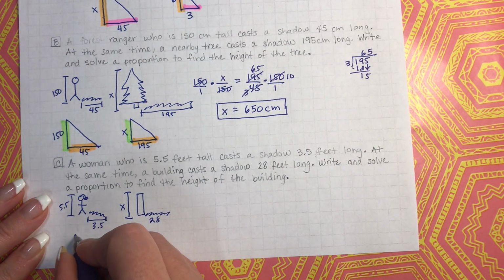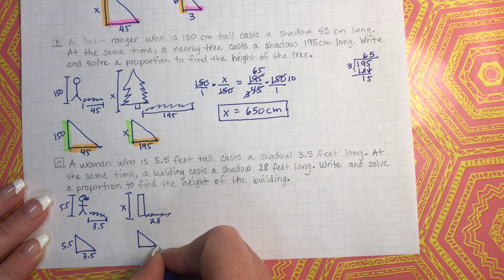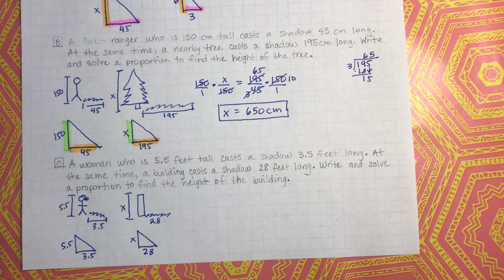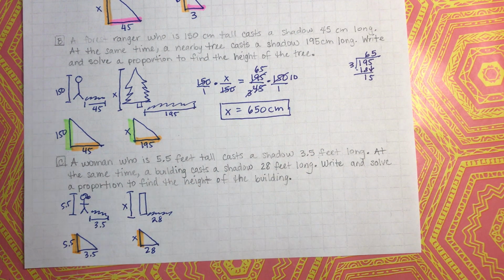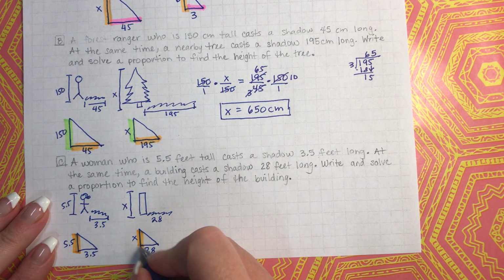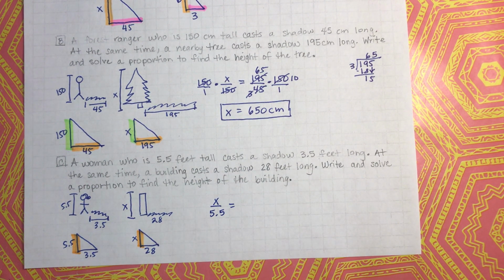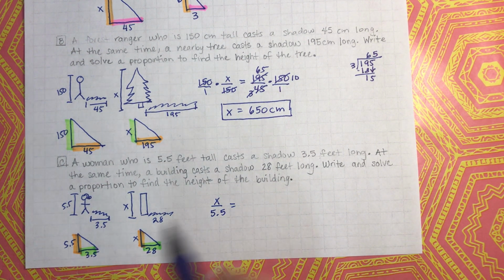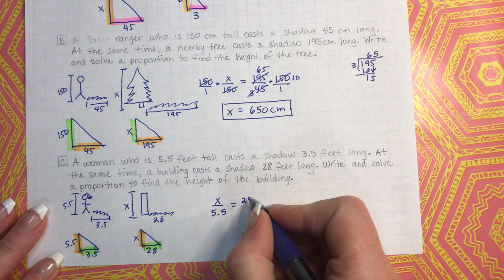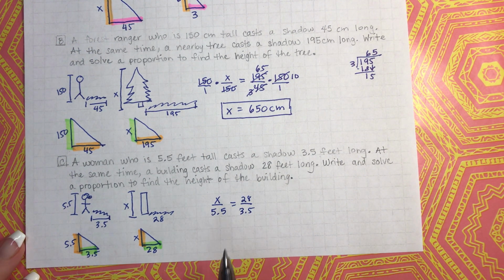So if we draw our triangles, we have 5.5 here, 3.5 here, x, and 28. And we want to set up these corresponding sides. I think I'm going to put this one on top. So x over 5.5 equals, the other set of corresponding sides would be right here. And the x triangle's on top. That means that 28 needs to be on top here. And then 3.5 there.